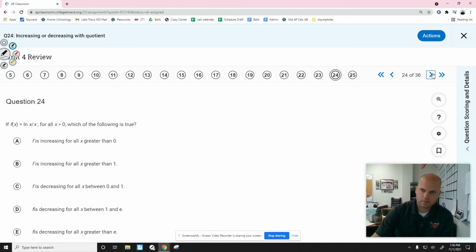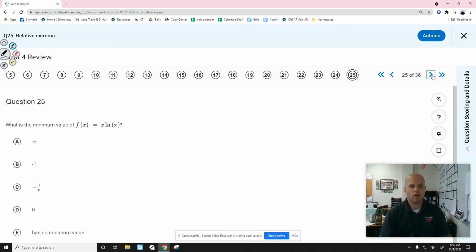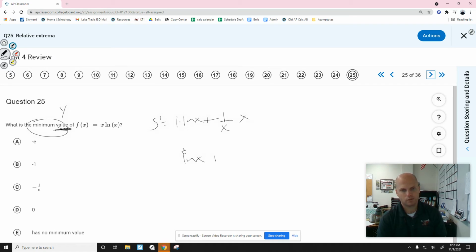25. Come on. Okay. Minimum value. So y value. I think we need some more tangent approximations. We don't have any tangent approximations. This is good. Derivative of the first times the second plus the derivative of the second times the first. That's log x plus 1. When does that equal 0? We're going to do a function analysis. Minimums. Subtract 1, log x equals -1.